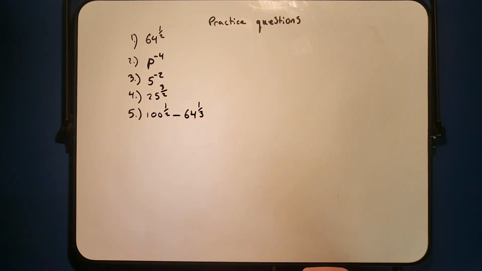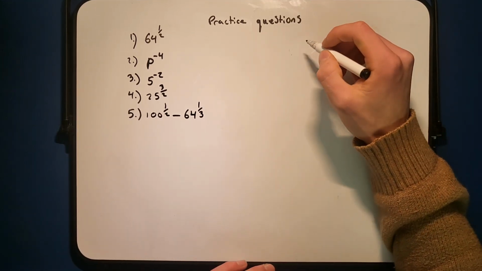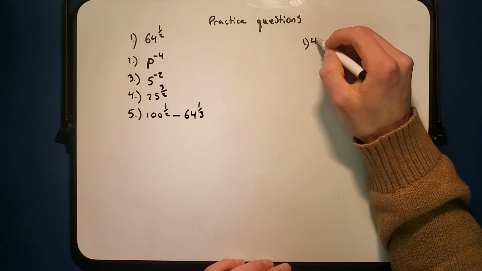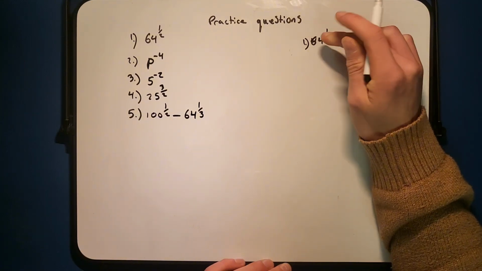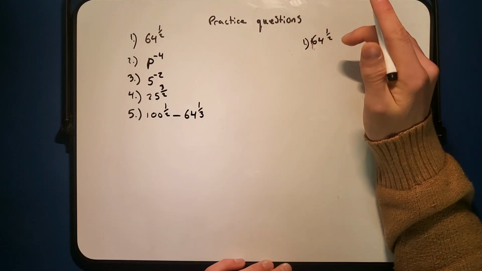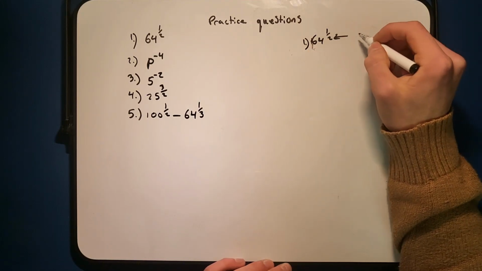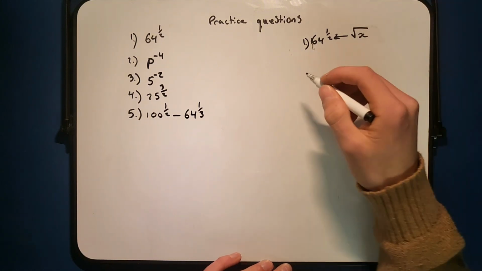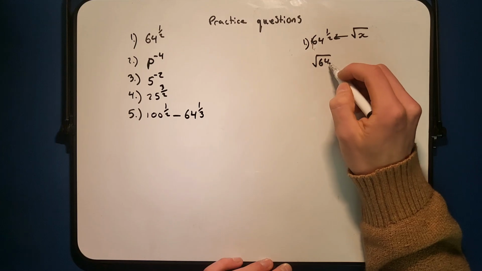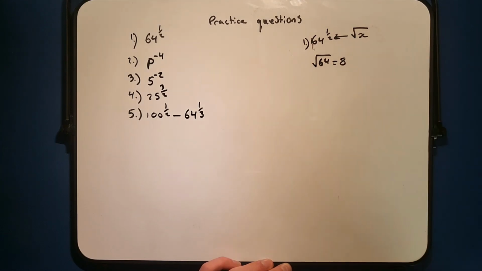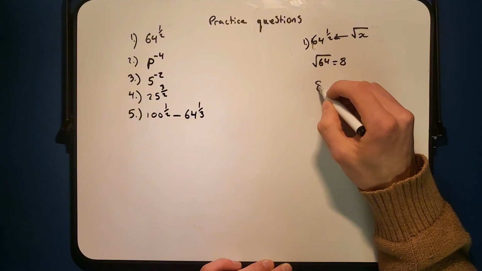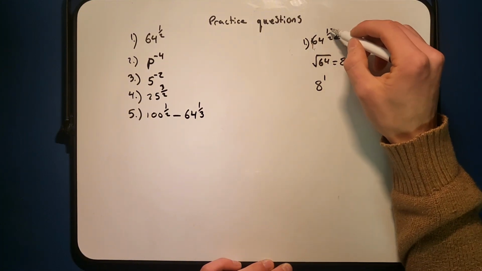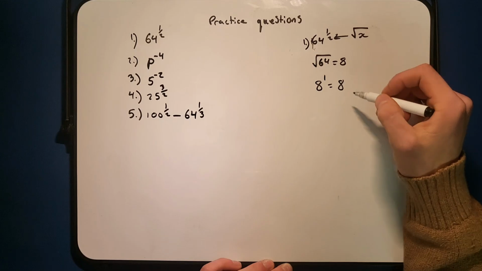Here are some example practice questions for you all to try to test your understanding. And feel free to pause the video. I'm going to go now through question 1. So 64 to the half. Now, as the 2 is in our denominator, that means we are going to square root our number. So square root 64 is equal to 8. So an 8 to the power of 1, because that is what's left in the numerator, is still 8. So that is our answer for question 1.